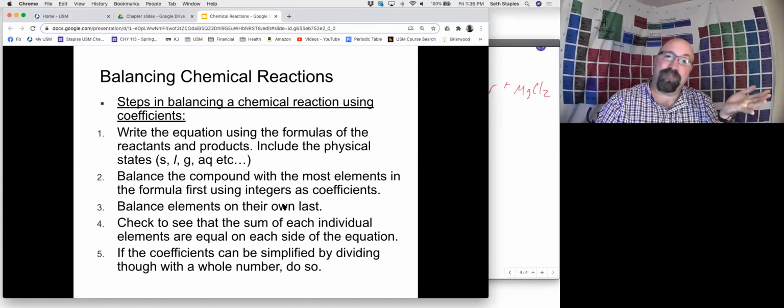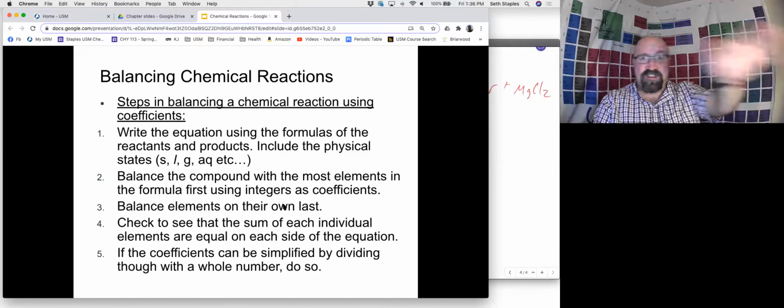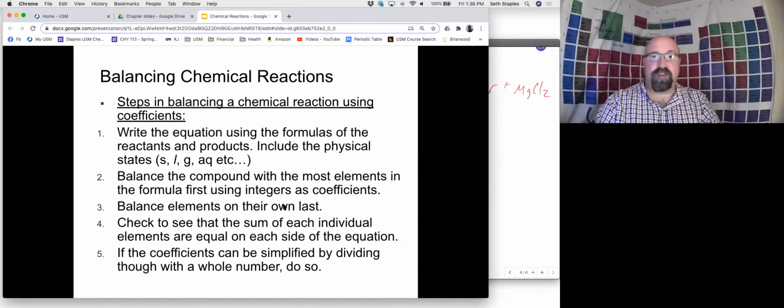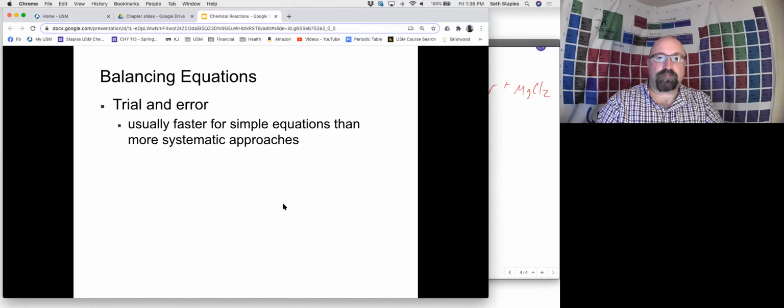And then if you can simplify it, if you end up with 3's in front of everything or 6's in front of everything, then go ahead and simplify that down. Sometimes a trial and error approach works best. Honestly, this is the approach that I usually take. I look at one thing that seems to be out of whack, and I fix that. I look to see if that changed something else, and do I have to fix that? And then I keep going back and forth like that. The more of these that you do, the better you're going to get at these different approaches.